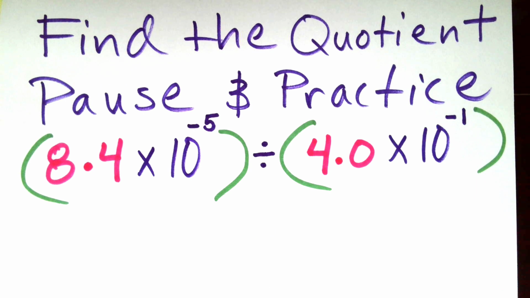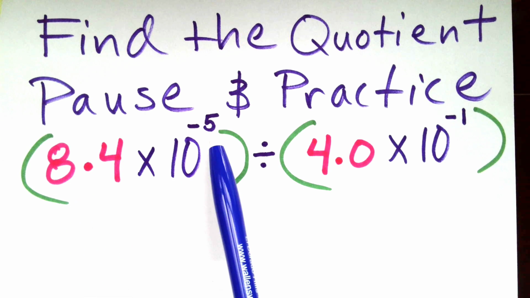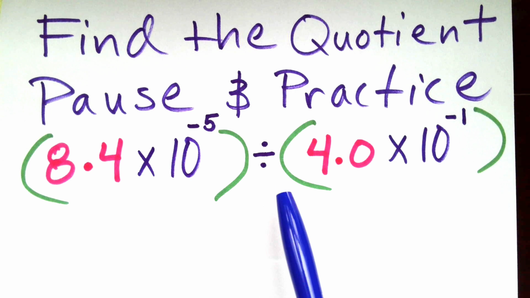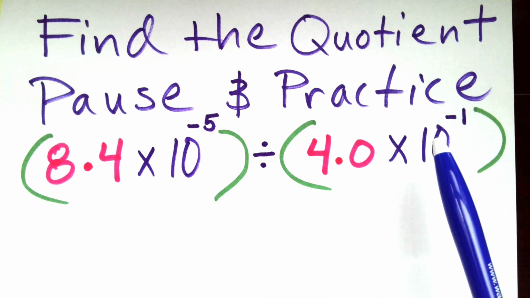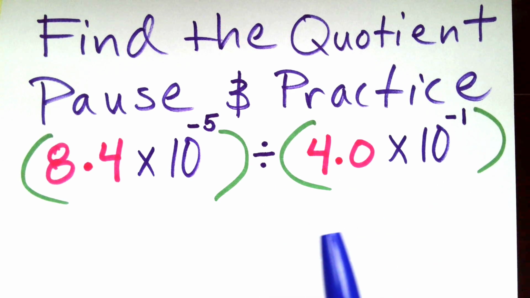All right, so the first pause and practice problem is coefficient 8.4 times 10 to the negative 5 divided by 4.0 times 10 to the negative 1 power. Hey, what's that first and second step to solve this problem and find the quotient in scientific notation?